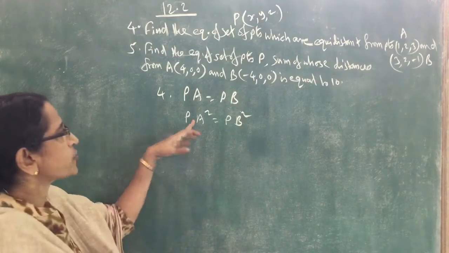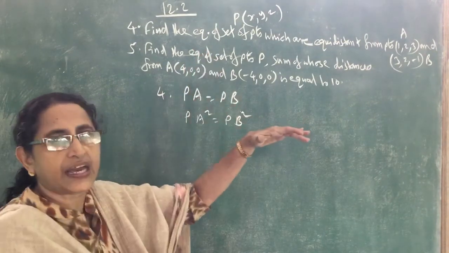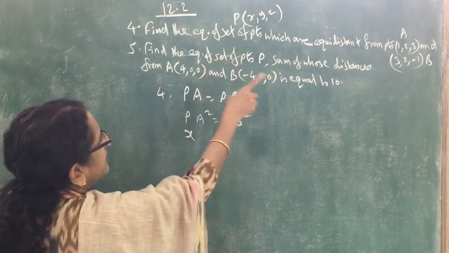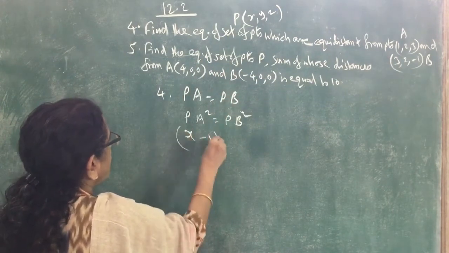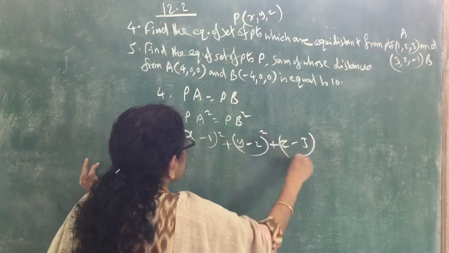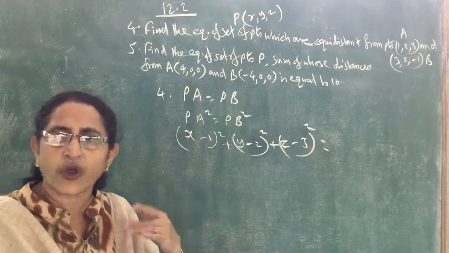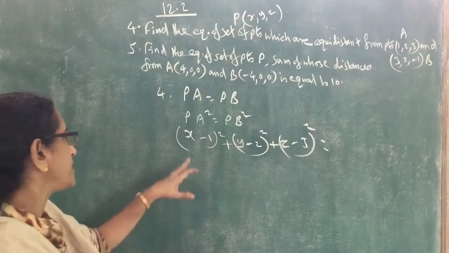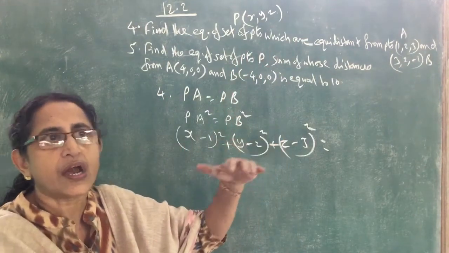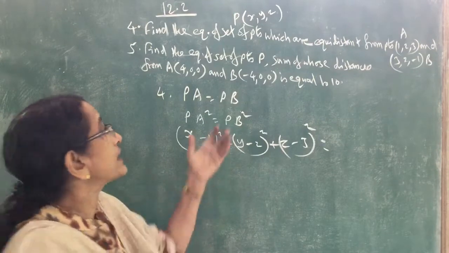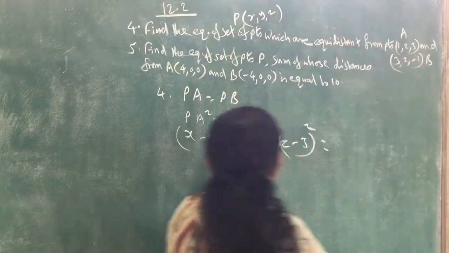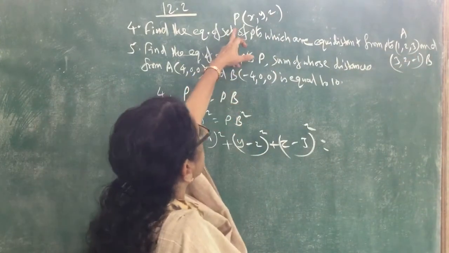PA square means the square of the distance between P and A, so there is no square root in PA square. So we can write, distance between P and A: (x minus 1) whole square plus (y minus 2) whole square plus (z minus 3) whole square. That is PA square. PA has a square root, but PA square has no square root. We can write (x2 minus x1) whole square or (x1 minus x2) whole square; both are correct. So (x minus 1) whole square plus (y minus 2) whole square plus (z minus 3) whole square is equal to PB square, the distance between P and B.